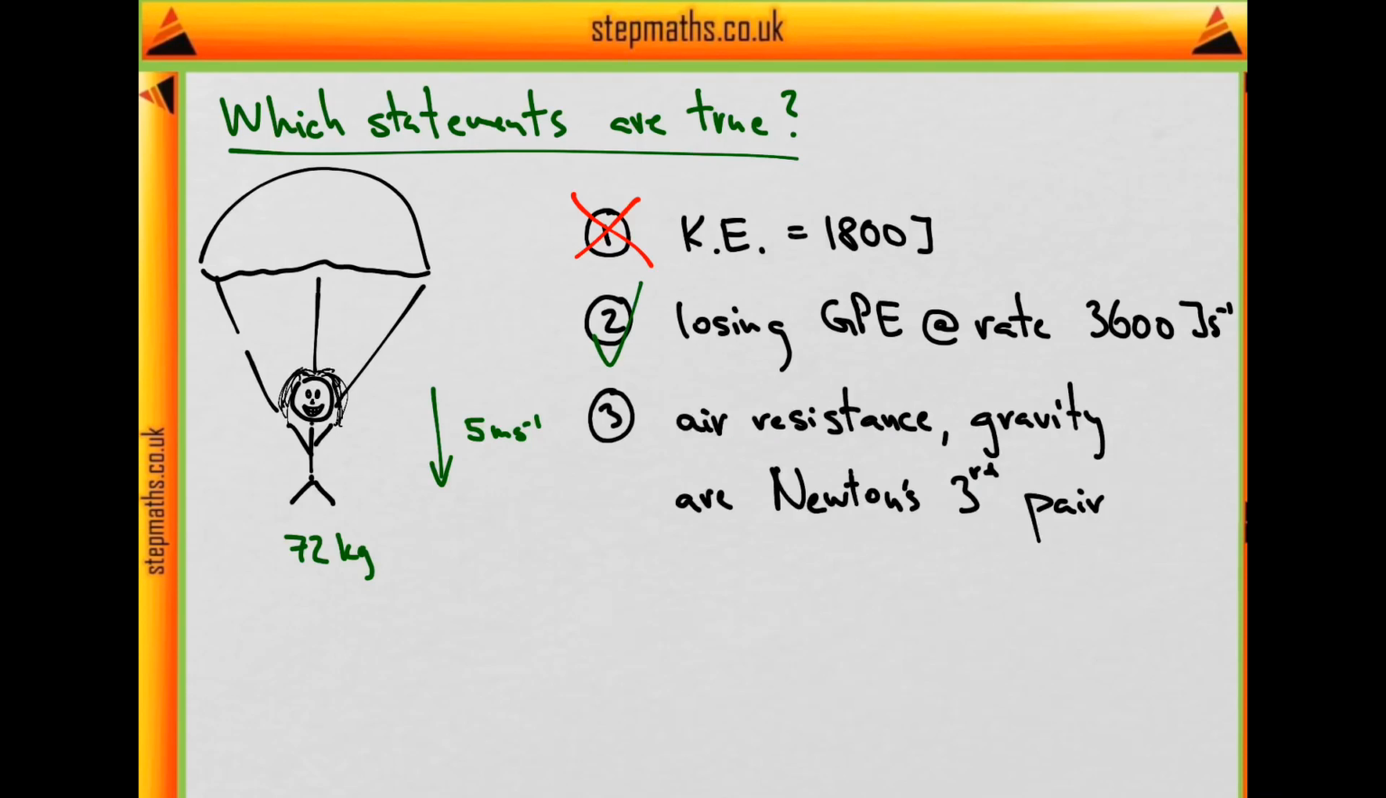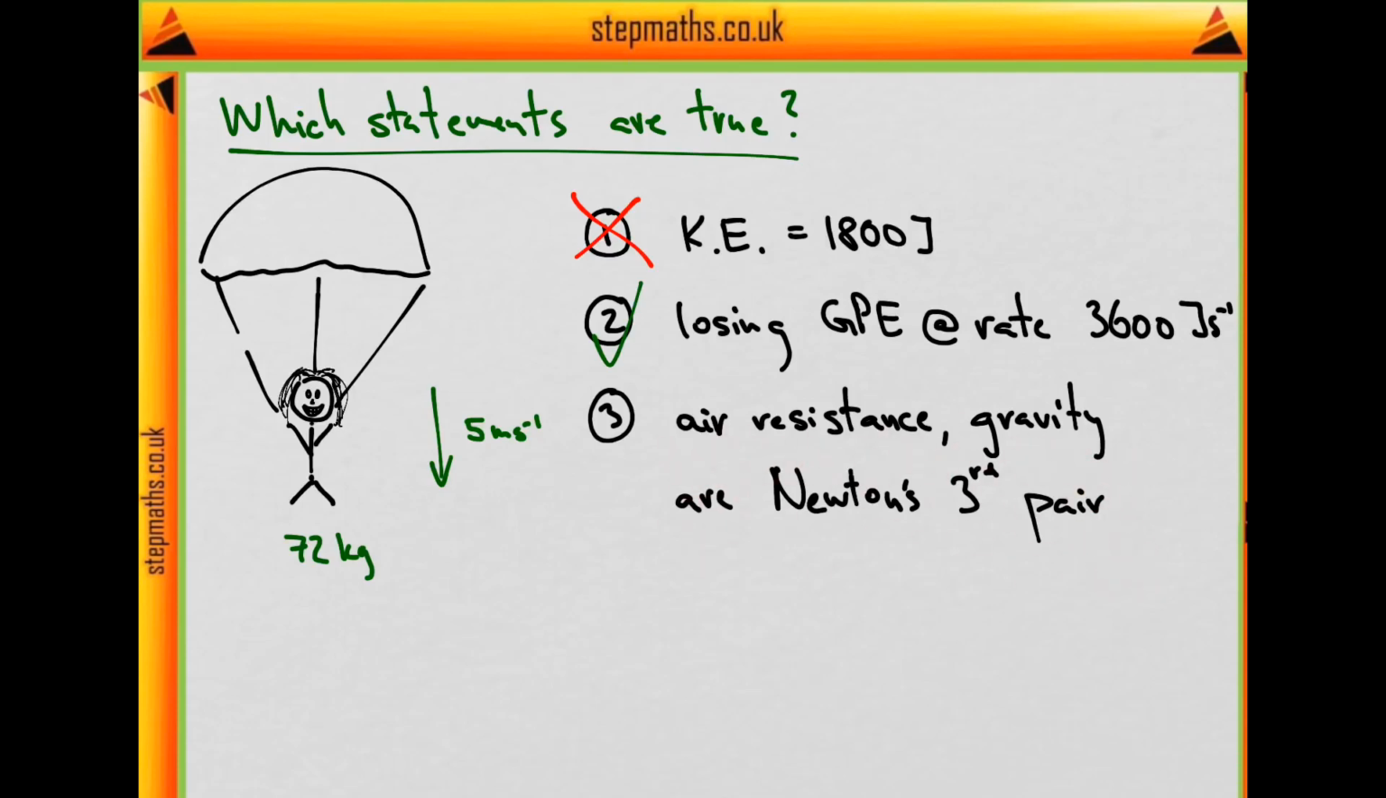And the last one is a claim that the air resistance and the force of gravity acting, which are the only two forces acting on the parachutist, are Newton's third law force pair. I have to admit that I was quite confused by this one, so I'll take extra care in explaining it. So at first I thought, no way they are a Newton's third law pair. They're like completely different forces.